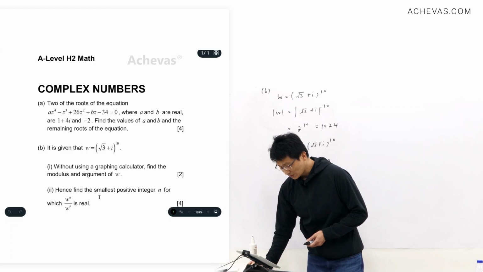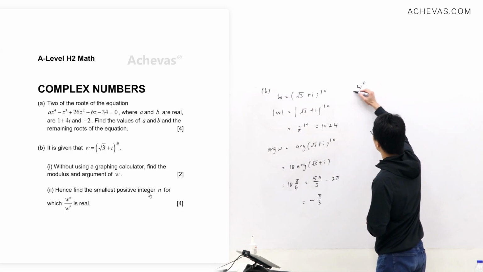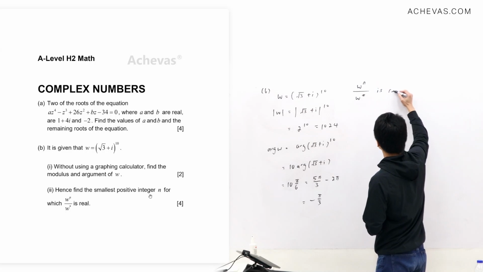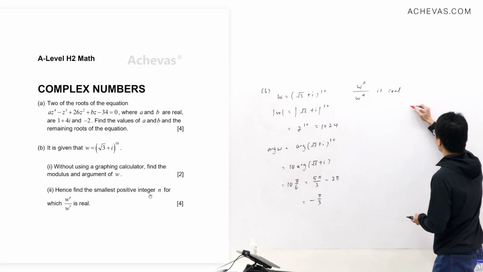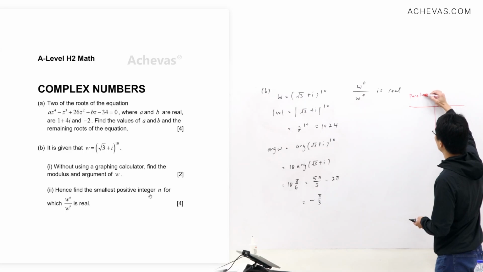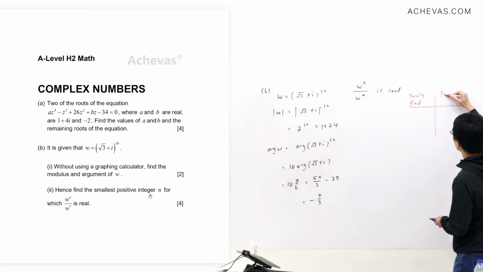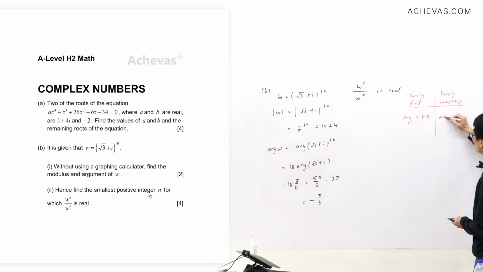So next part of the question says, hence find the smallest positive integer n for which w^n over w conjugate is real. So we need to find when w^n over w conjugate is real. This is a very popular type of question. So usually I have a template for doing this type of question. It's like purely real, purely imaginary. For purely real, I will set the argument to be k pi. And for purely imaginary, I will set the argument to be k pi plus pi over 2.